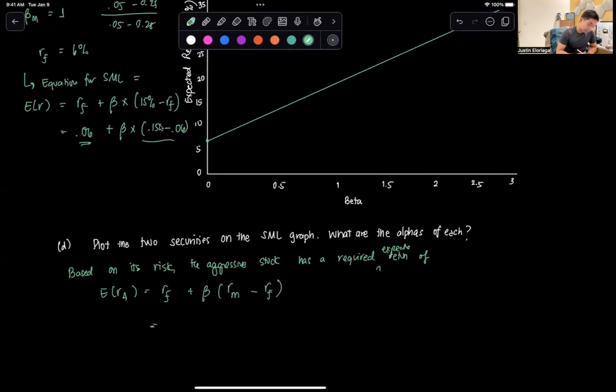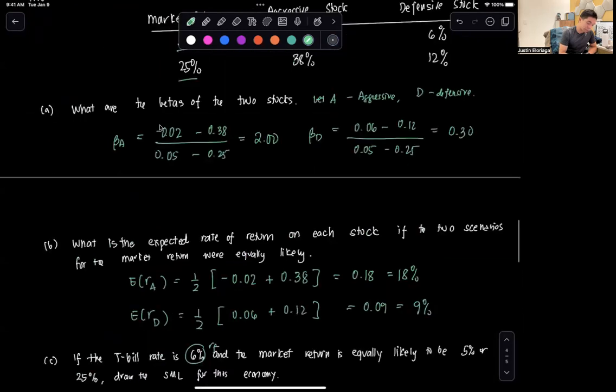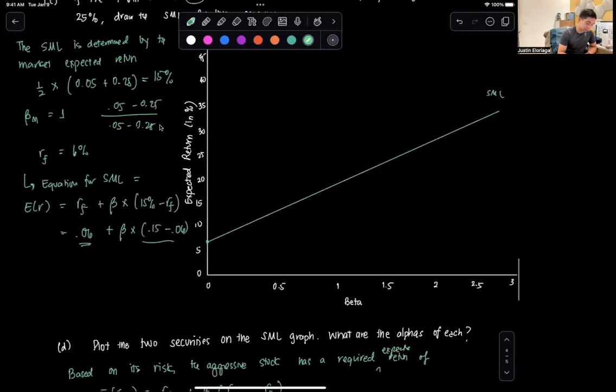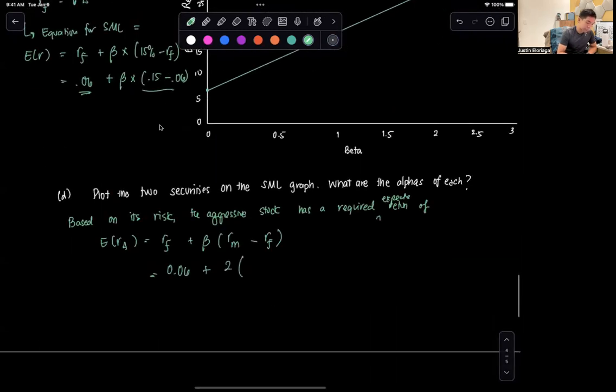For that particular security, the risk-free rate is 6%. So that's 0.06, like the last question. The beta is going to be 2. It's this beta here, because that's the aggressive stock. So plus 2 times 0.15, which is what we computed as the expected rate of return on the market, minus 0.06. And what we get here is 0.24 or 24%.